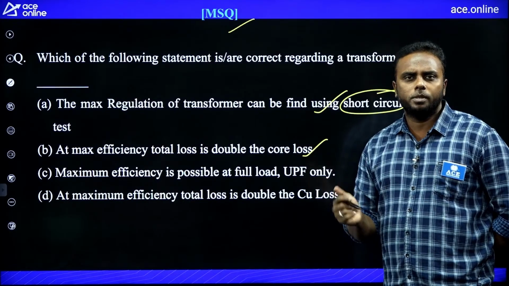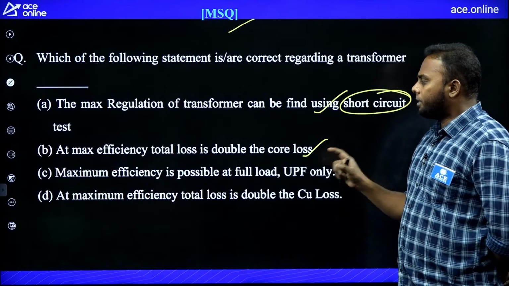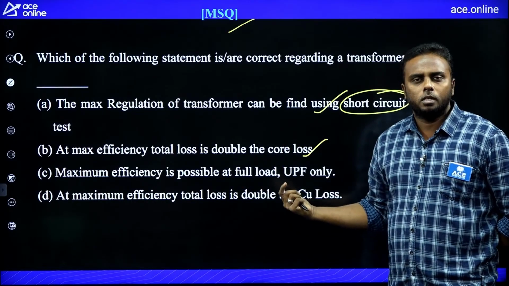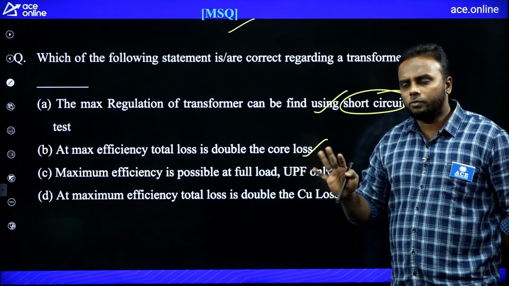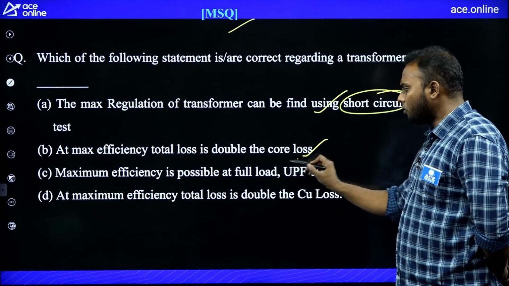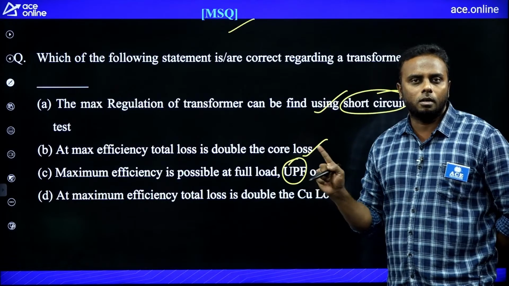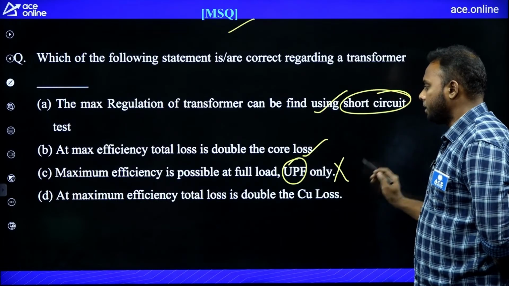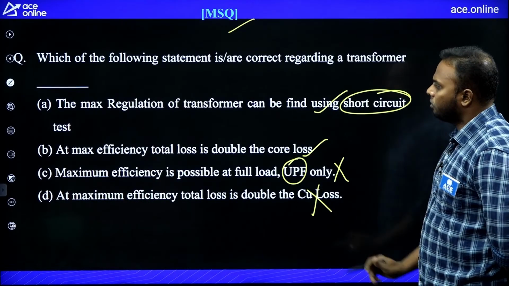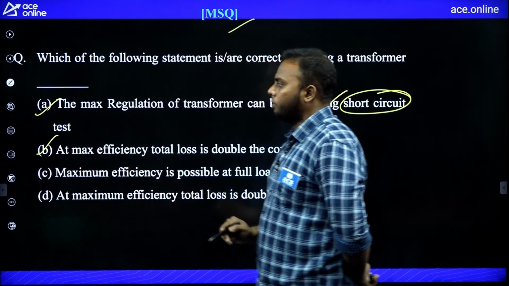Third, maximum efficiency is possible at full load UPF only. See whether it is right or wrong. Maximum efficiency we don't get only at full load. We may get it at 70%, 80%, some other load. Power factor only UPF, that is okay. Maximum efficiency is always at UPF, but not always at full load. So this is a wrong statement. At maximum efficiency, total loss is double the copper loss. This is also wrong. So 1 and 2, that is option A and option B, are correct for this MSQ.